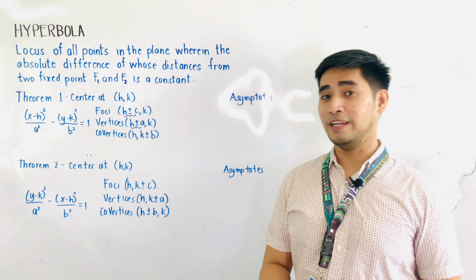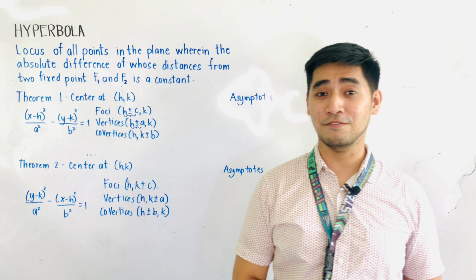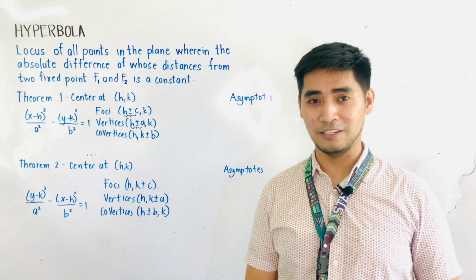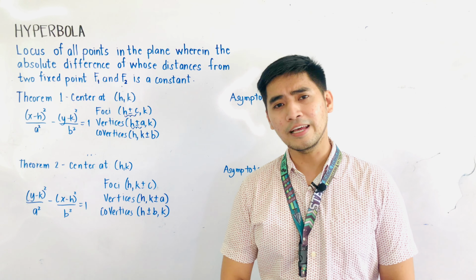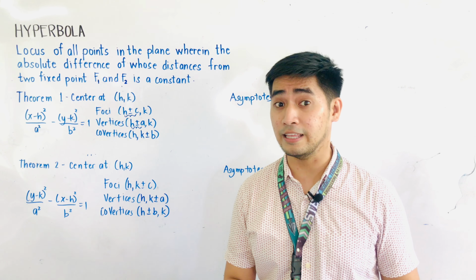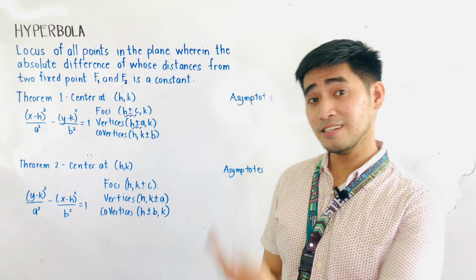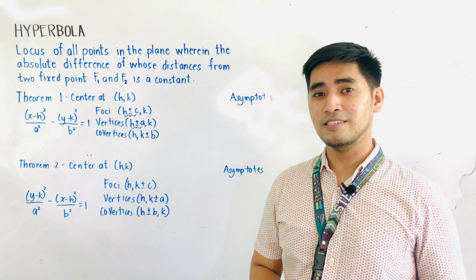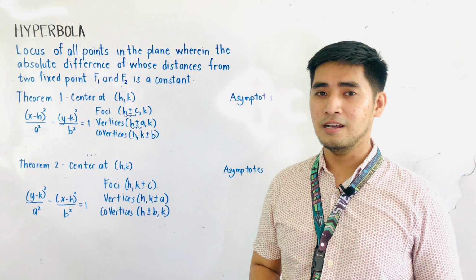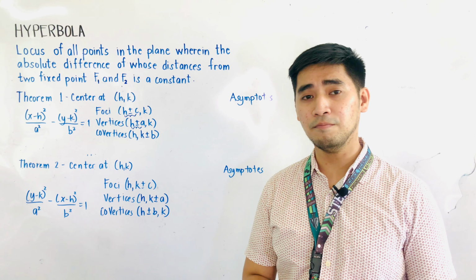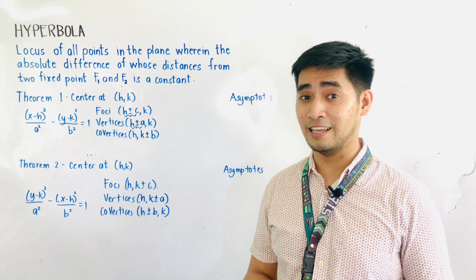Last time, we were able to determine the standard equation of the hyperbola given the center located at the origin. What if the center is not anymore located at the origin? What if it is now located at (h, k)? Therefore, this is how we solve for the coordinates of the foci, vertices, covertices, the dimension of the auxiliary rectangle, and the equation of the asymptotes if the center is now located at (h, k).